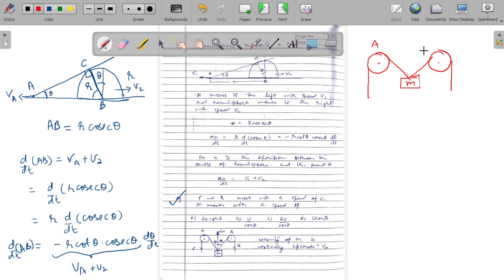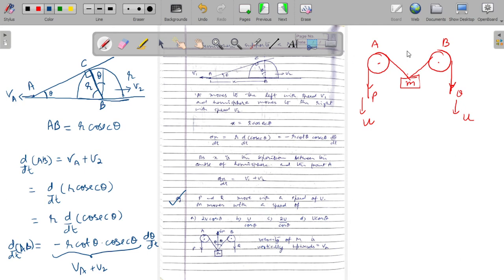So this is the pulley A, this is the pulley B, and the points P and Q are on these strings as shown. So P and Q move with the speed u in downward direction. This speed is given as u in downward direction. With what speed would M move? So how to do this one?